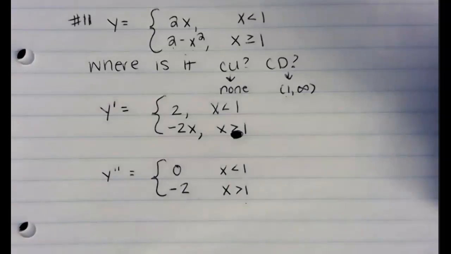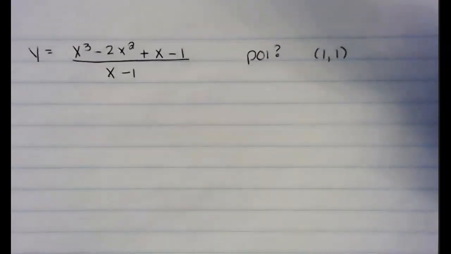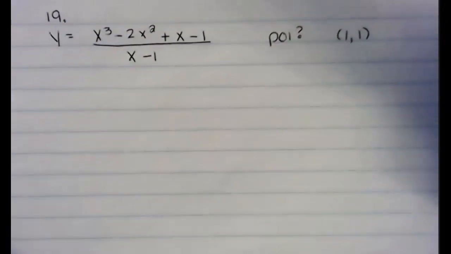And it muted me out. All right, so that's example number 11. Now, example number 19 asks you for your points of inflection. So in order to have a point of inflection, we have to go through the concavity test and look for a sign change on that second derivative.